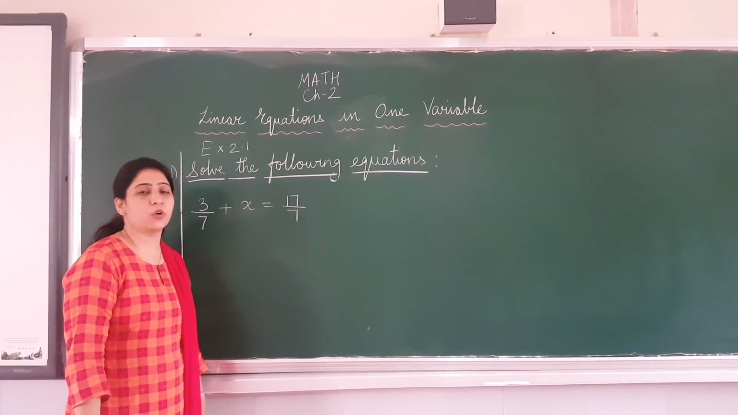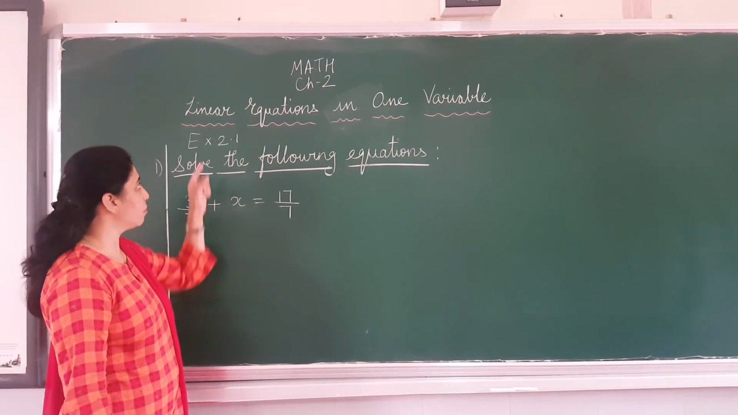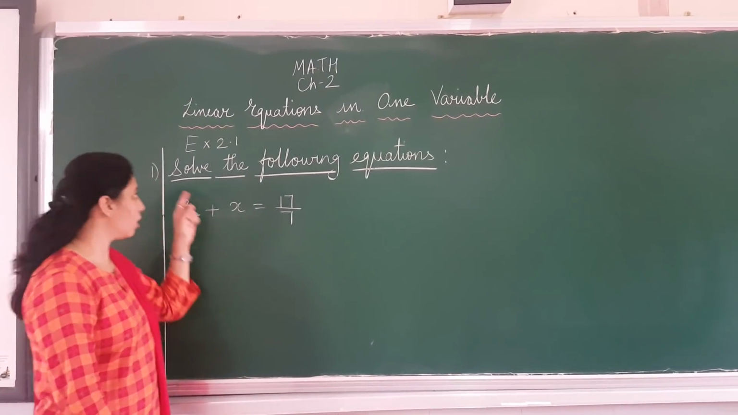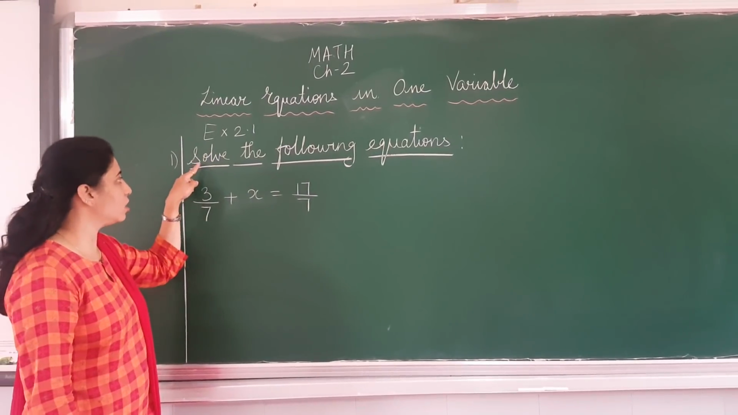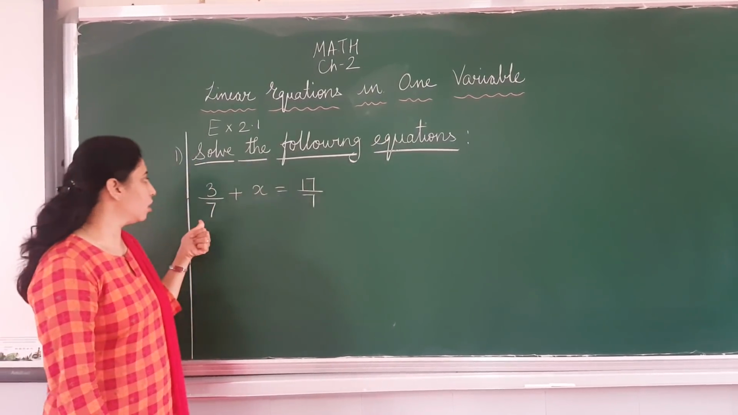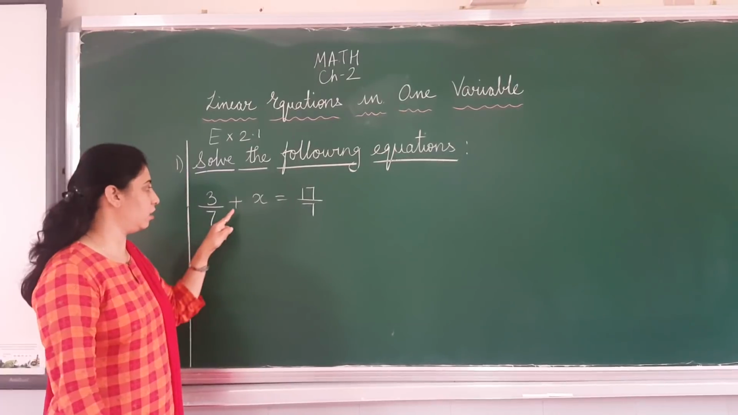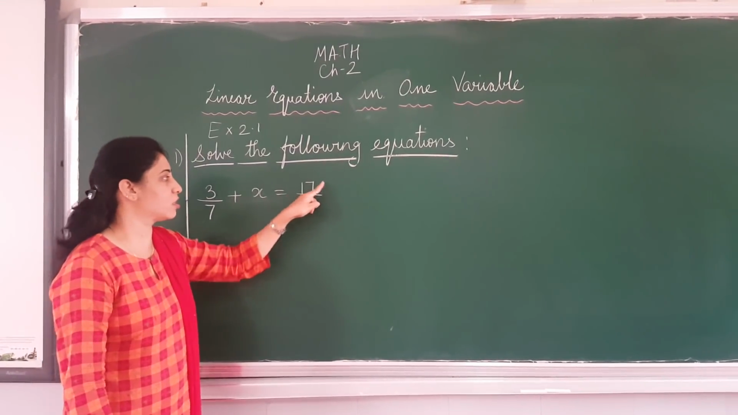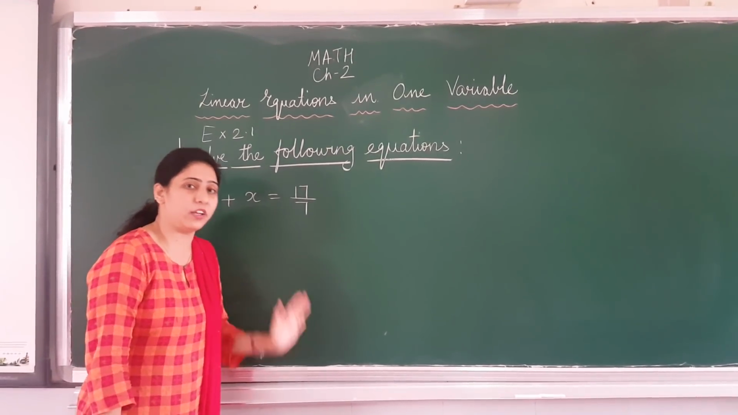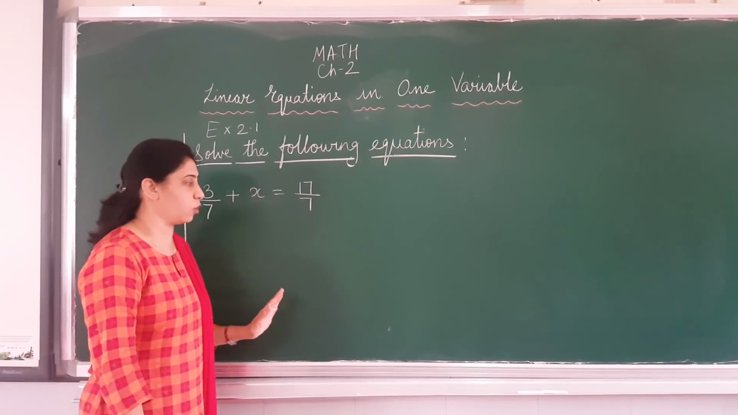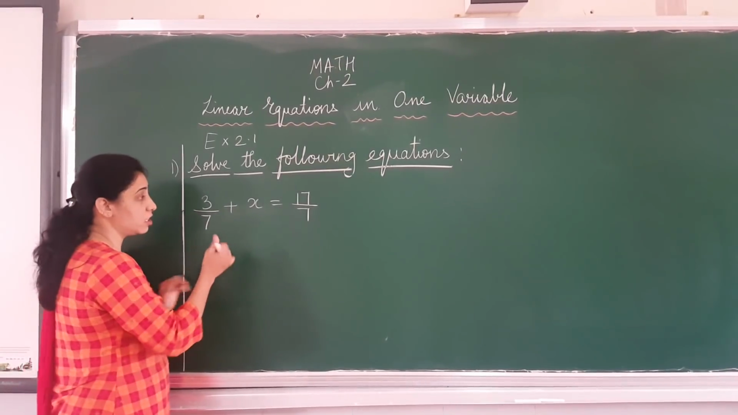Today in this session we are going to solve the sums based on linear equation. I have already written it, it is from exercise 2.1. The question is: solve the following equation. The question is 3 upon 7 plus x is equal to 17 upon 7. Now we are going to solve this sum and at last we are going to verify whether your answer is right or not.